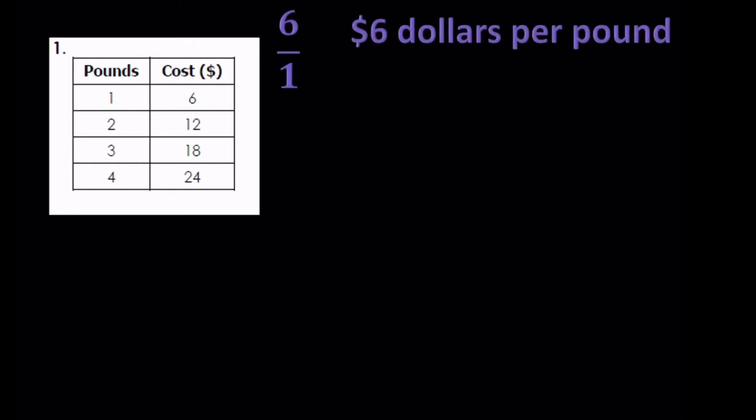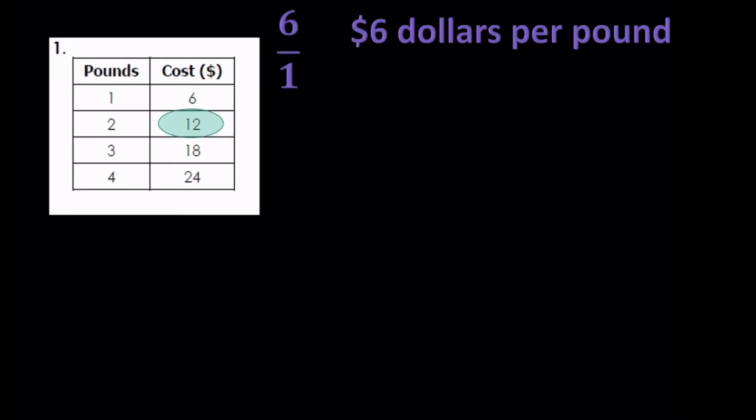So here is a situation. What this says is 1 pound costs $6, 2 pounds cost $12, and so on. So what I can do is set this up. I would say it's $6 per pound. That is my unit rate, $6 per pound, every 1 pound.